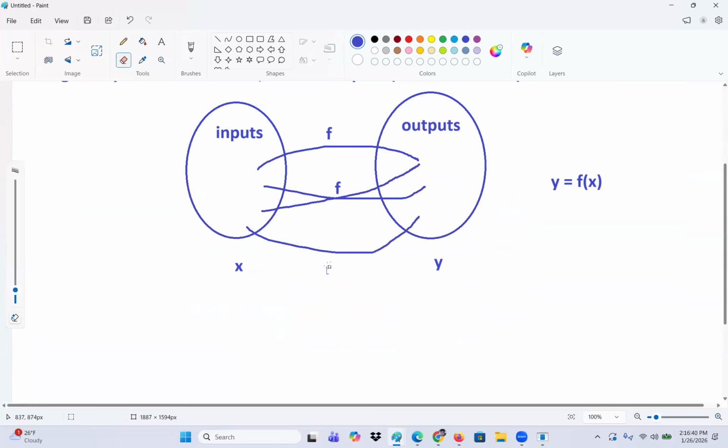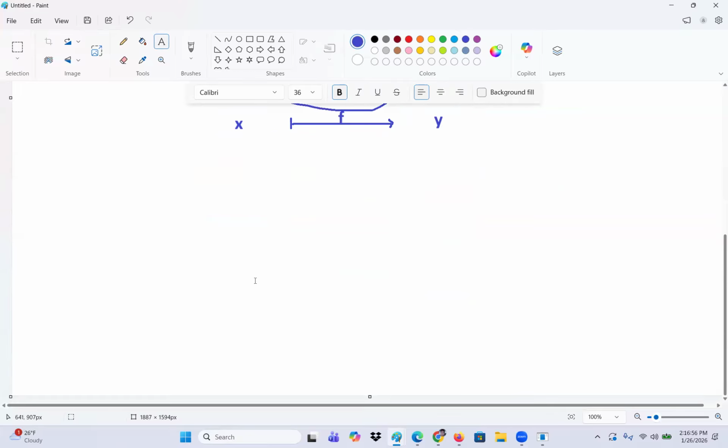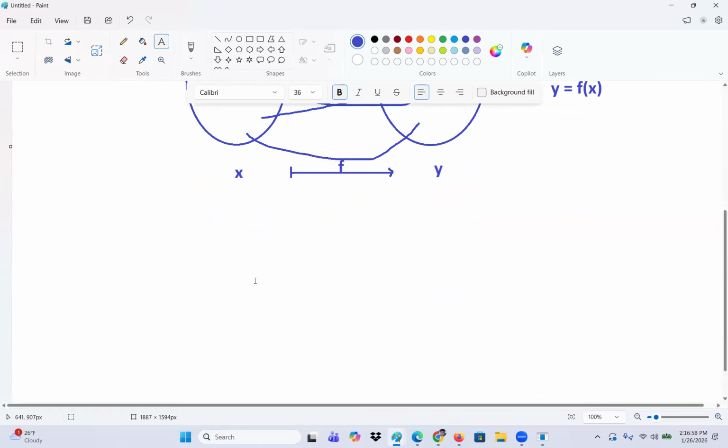Let me just draw a little bit here. That relation we call a function. I have function f over here. There are so many different functions that we have. Infinitely many different functions.